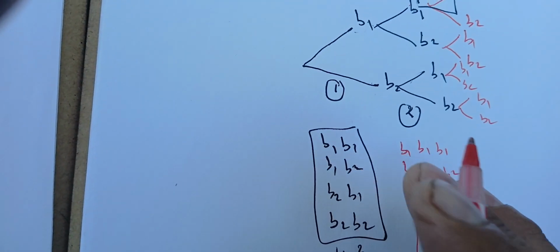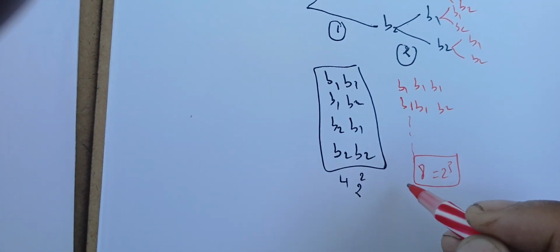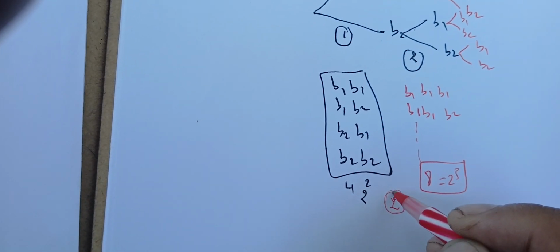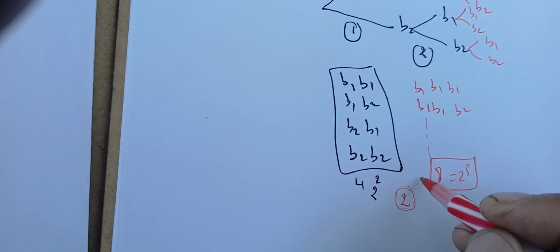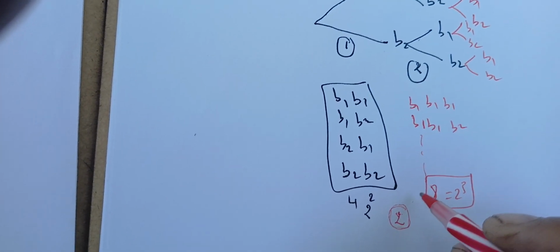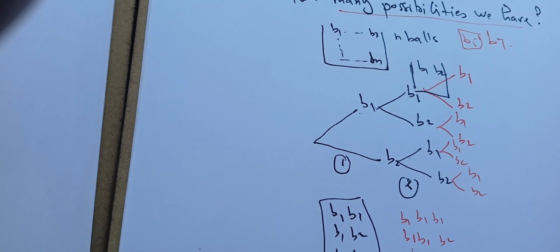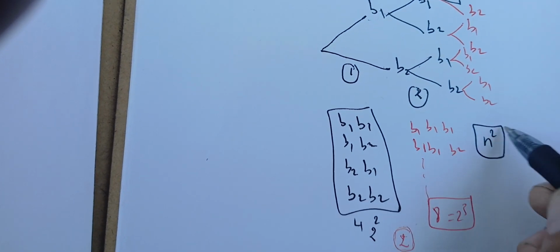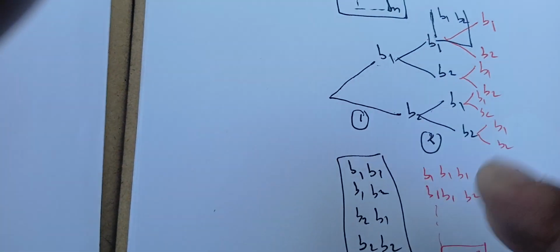Okay, now we start to have some feeling of what we can get. It's going to be the number of balls raised to the number of times the experiment is repeated. So let's say if we have n balls and we repeat the process twice, we're going to have n squared, based on what we have seen here. But we can do it in general.